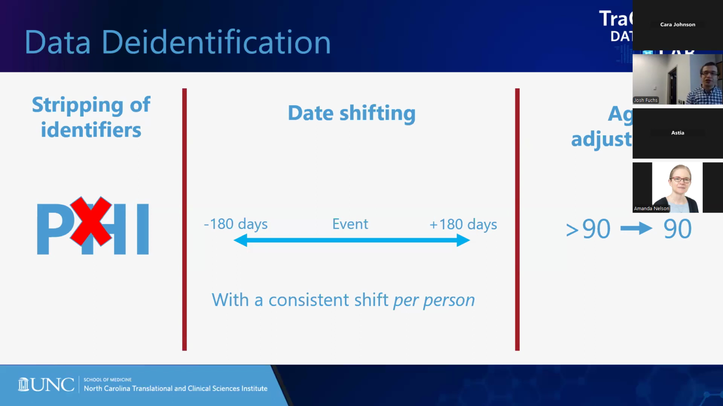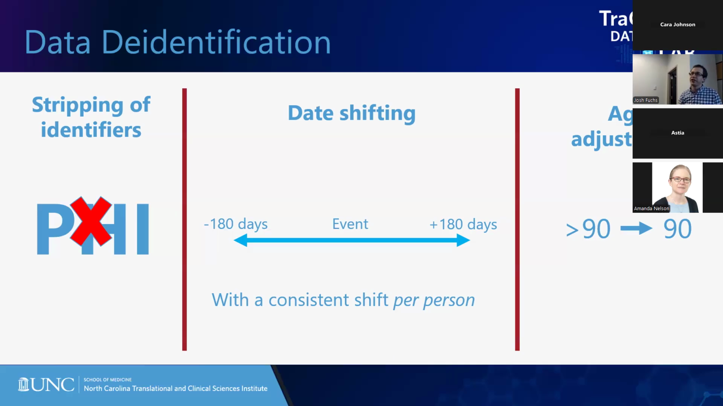Step 2 is date shifting. Every event in the database that has a date is shifted by a random amount between minus and plus 180 days, but you have a consistent shift per person. So for each individual, their shift is somewhere between plus or minus 180 days, but every event for that person is shifted the same amount. This means projects looking for relative days between events for a person are very possible.